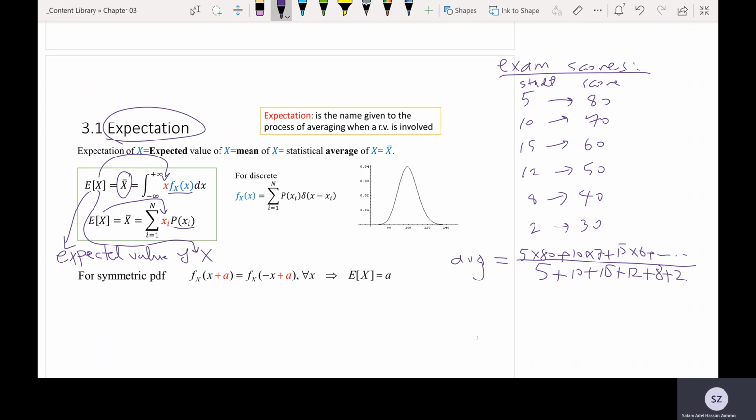طيب الآن إذا بنفكك هذه, عشان نشوف تتكون من إيش؟ 5 تقسيم المجموع اللي هو كم المجموع؟ 52 طيب multiplied by كم؟ 80 صح؟ زائد 10 تقسيم 52 multiplied by 70 زائد 15 تقسيم 52 multiplied by 60 زائد كذا كذا صح؟ ايش هذه؟ probability صح؟ من الكونسبت اوف relative frequency لبروبابيلتي. الشباب اللي جابوا 80 probability كم؟ 5 تقسيم 52 صح ولا لا؟ هذا تقسيم العدد الثاني.